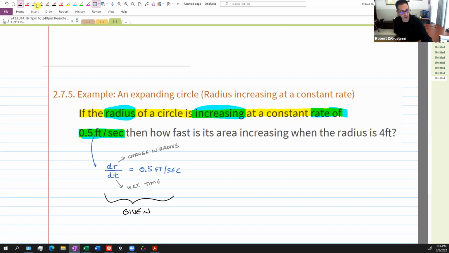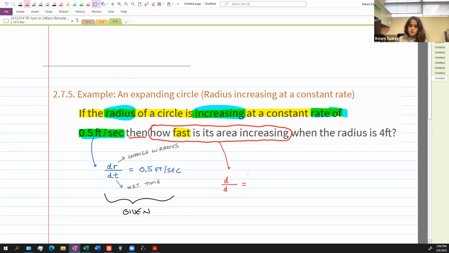And then look at the next part. Then the question: how fast is the area increasing? How fast? Fast is a measurement of speed, right? They want to know the speed of the area. How could I write that as a derivative? They want d-something over... first, d-something. It's going to be the first one, dr/dt.